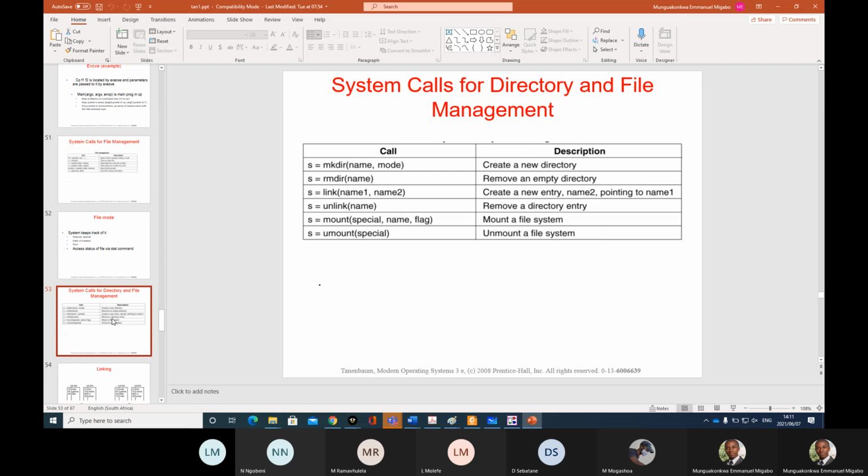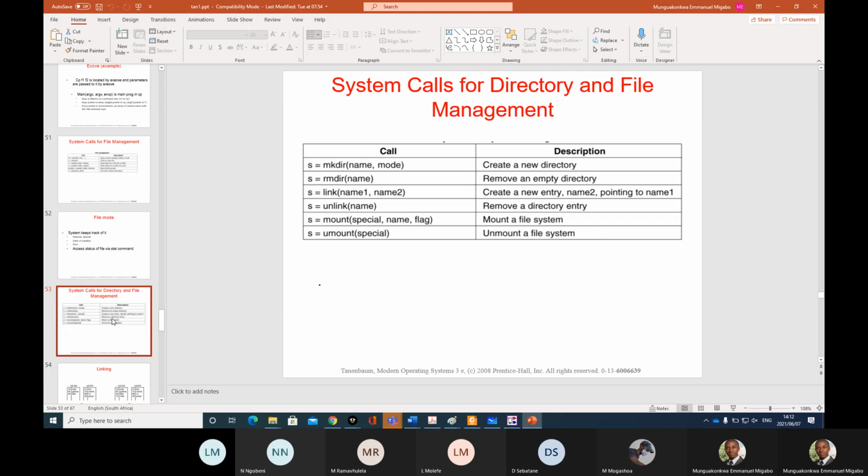But on a higher layer, we went from the process to file. On a much higher layer, we've got what we call system calls for directory and file management. So not just the files themselves and their content, but the files and their organization. And as we know very well, in most operating systems, files are organized or grouped into directories. We've got mkdir, which in short stands for make directory, which means create a new directory. We've got rmdir, which has to do with removing an empty directory.